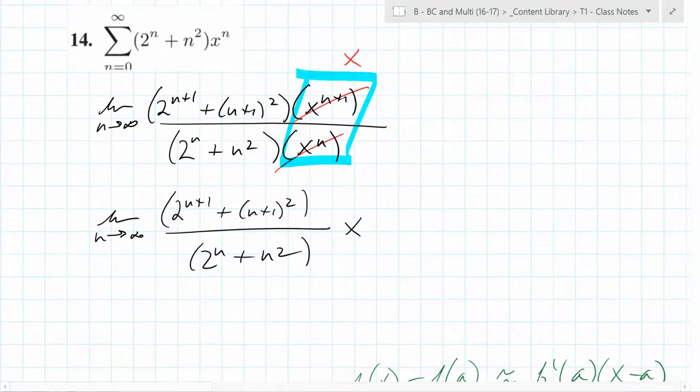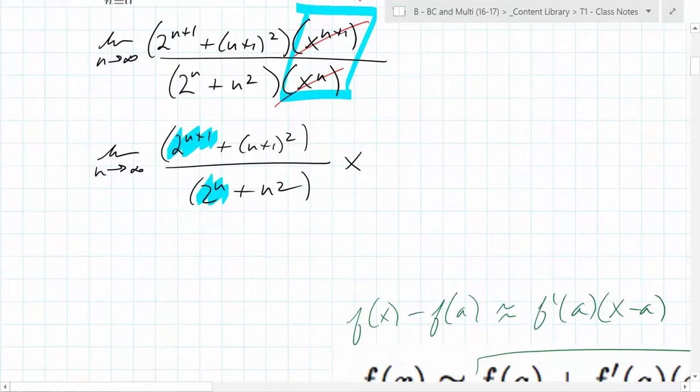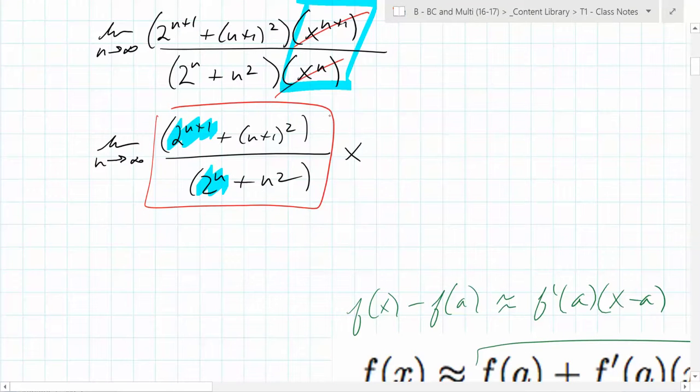So what are the dominant features here? The dominant features continue to be the powers of 2. The n plus 1 squared and the n squared go to 1, they neutralize each other for the most part. So what does this whole thing go to right here? That goes to 2. So you end up with the absolute value of 2x. So what's the radius on this one? 1/2. The radius is 1/2. Constant times x, the radius is 1/2.